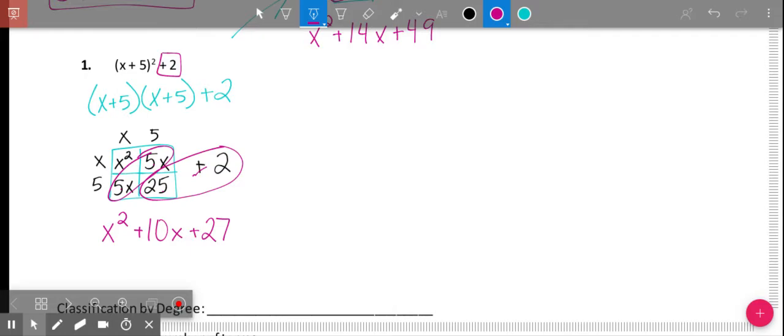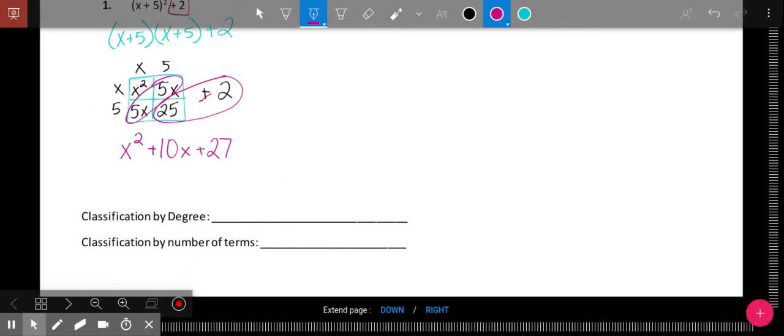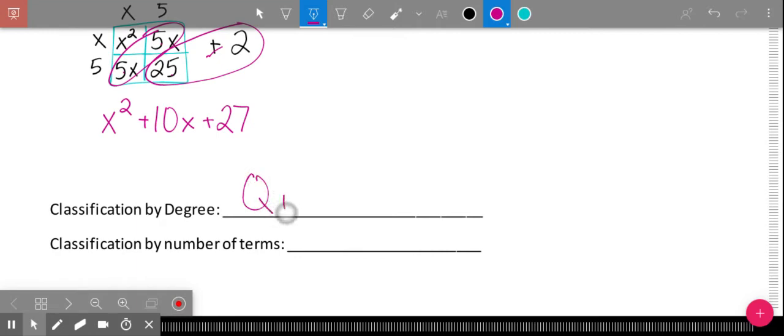So now we need to classify this by degree. My largest exponent is a 2, so that's quadratic. If I count this, I have 1, 2, 3 terms, so it's going to be a trinomial.